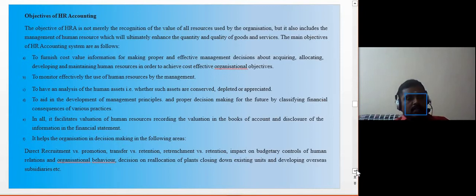To aid in the development of management principles and proper decision making for the future by classifying financial consequences of various practices. It helps the organization in decision making in the following areas: direct recruitment versus promotion, transfer and retrenchment, retention, impact on budgetary control of human relations and organizational behavior decisions, reallocation of plans, closing down existing units and developing overseas subsidiaries, etc.